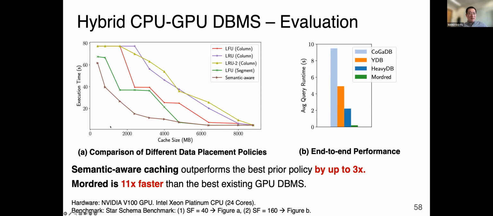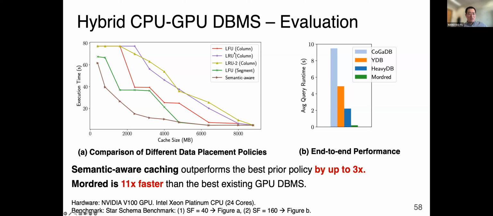So when the cache size is very small, pretty much everything happens in CPU because nothing can be cached in GPU. So the performance will be, all of them have similar performance. And when the cache size is very big, everything will be cached in GPU, and the cache replacement doesn't matter because there is no replacement. But when the cache size is in between, you can see that different replacement algorithms will have different behavior.